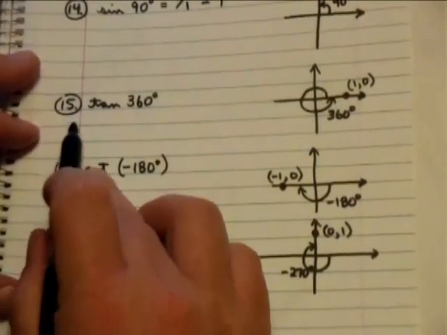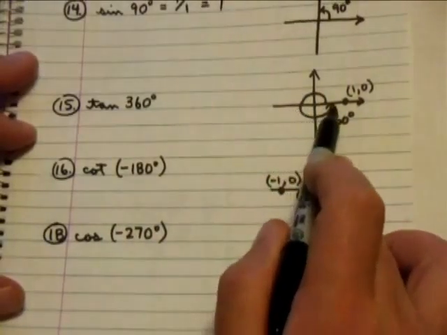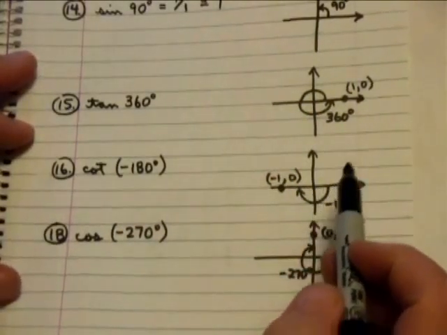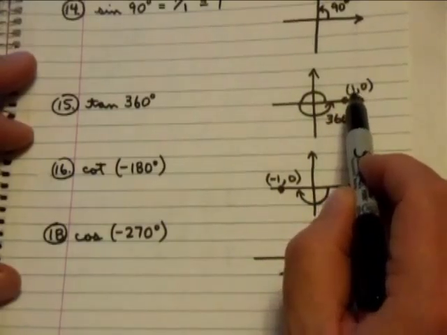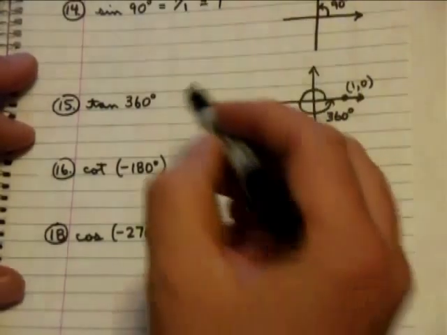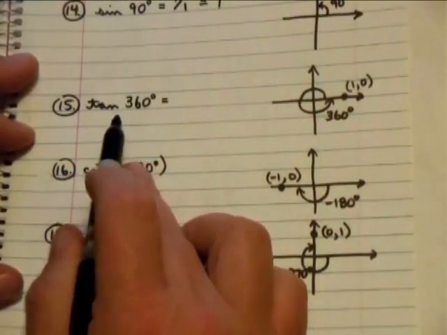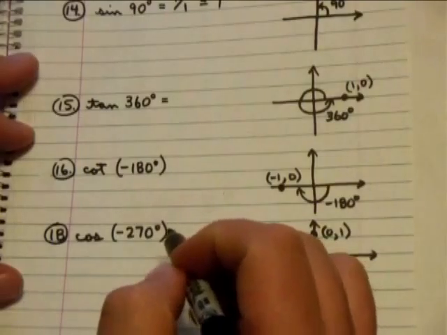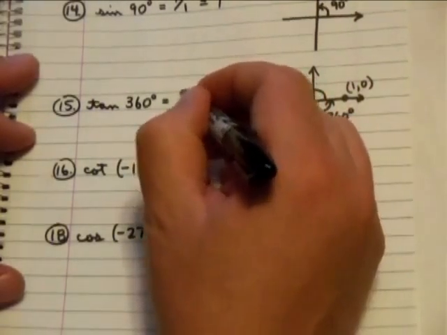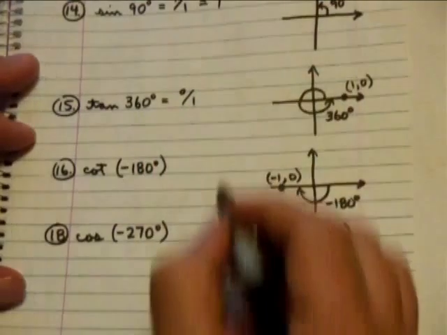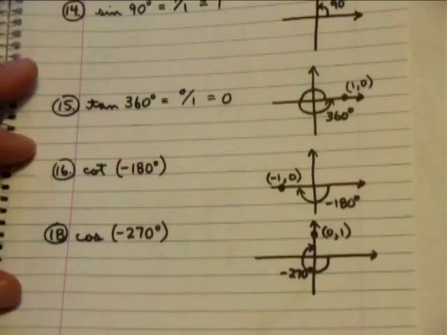Similarly, on number 15, we've got tangent of 360. Well, 360 is going around the entire circle once, so we end up with a terminal point where x is 1 and y is 0. From our earlier definition, tangent is always equal to y over x. In this case, the y-coordinate is 0 and the x-coordinate is 1, so the tangent of 360 is equal to 0.